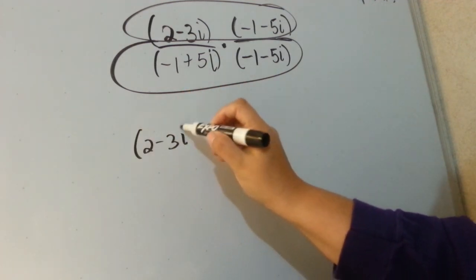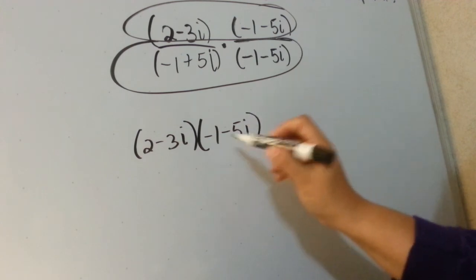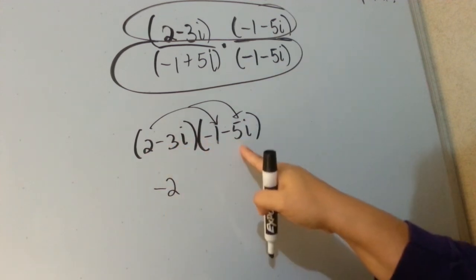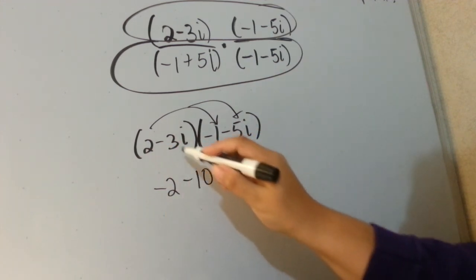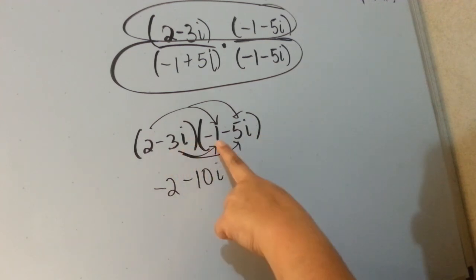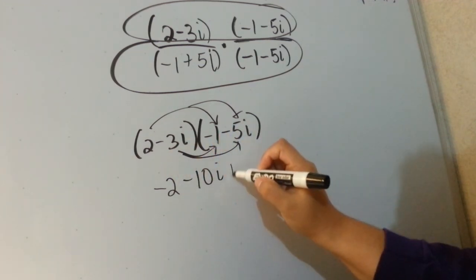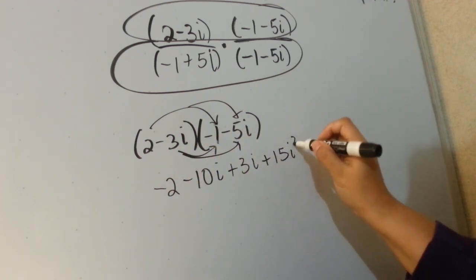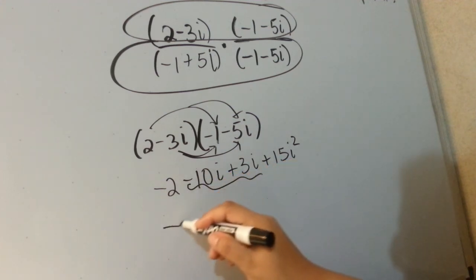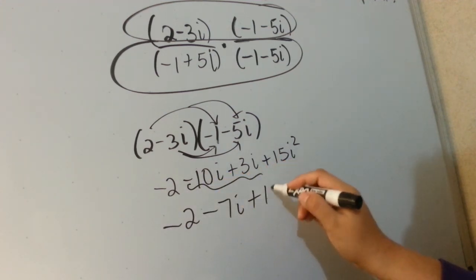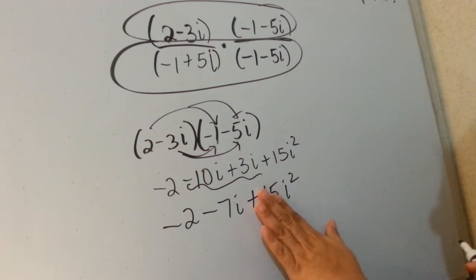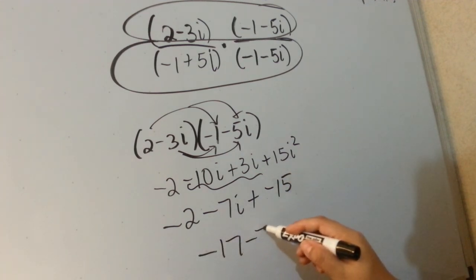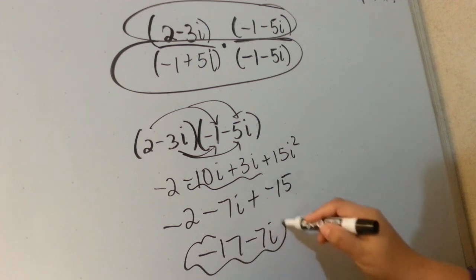Alright, so 2 minus 3i. Right, distribute the 2. 2 times this is negative 2. 2 times that is negative 10i. Distribute the negative 3. Negative 3 times negative 1 is positive 3i. Negative 3 times negative 5i is positive 15i squared. Combine the middle terms. Minus 2 minus 7i plus 15i squared. Oh, wait. This is negative, so this is minus 15. So this is minus 17 minus 7i, right? This is the top portion.